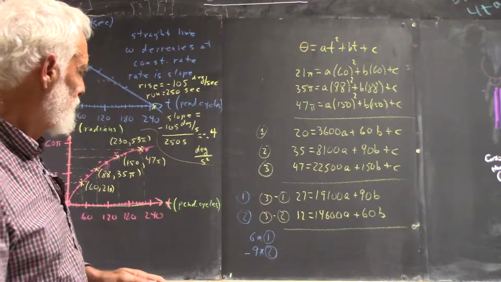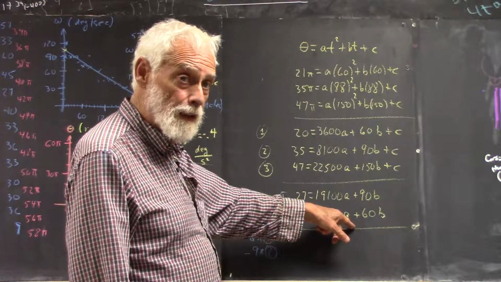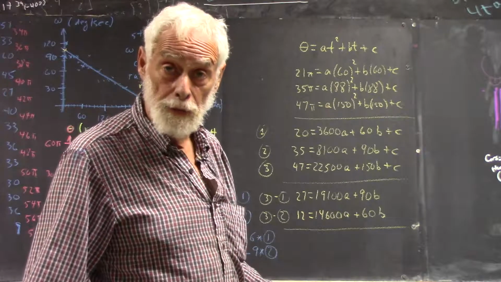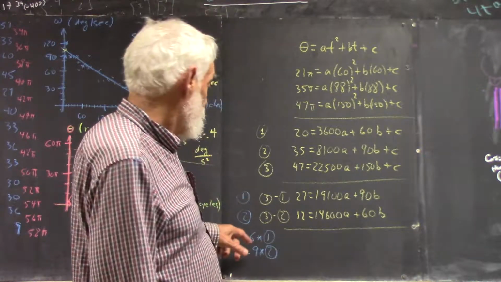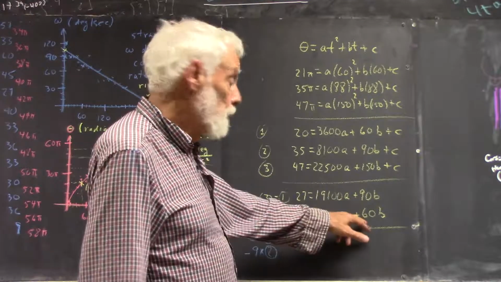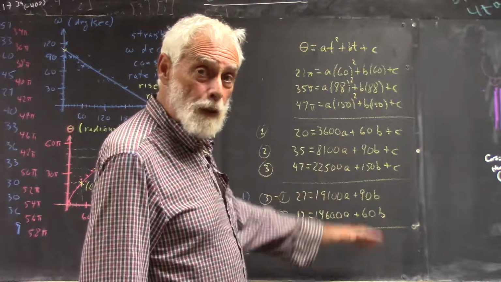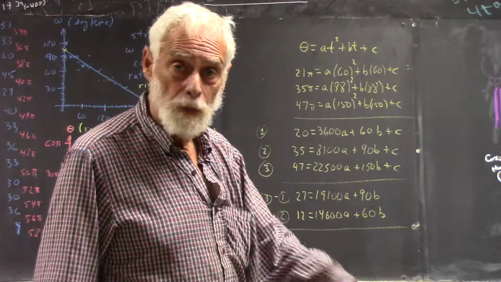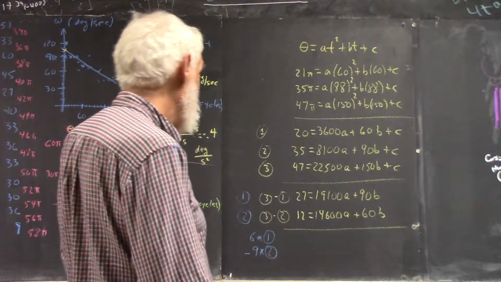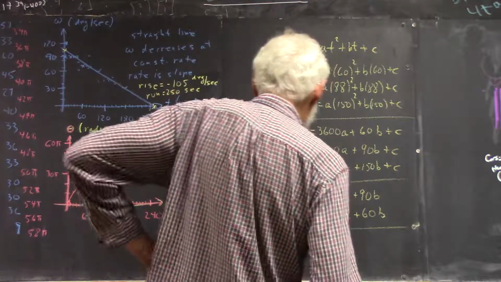And why is that? It's because if I multiply 90 by 6 and 60 by 9, I get 540 both ways. So if I multiply this one by 6, I'm going to get 540b. If I multiply this equation by negative 9, I'm going to get negative 540b. So that when I add the two, b is going to go away, and I'm going to end up just with an equation in A. Okay? Now again, watch my arithmetic.